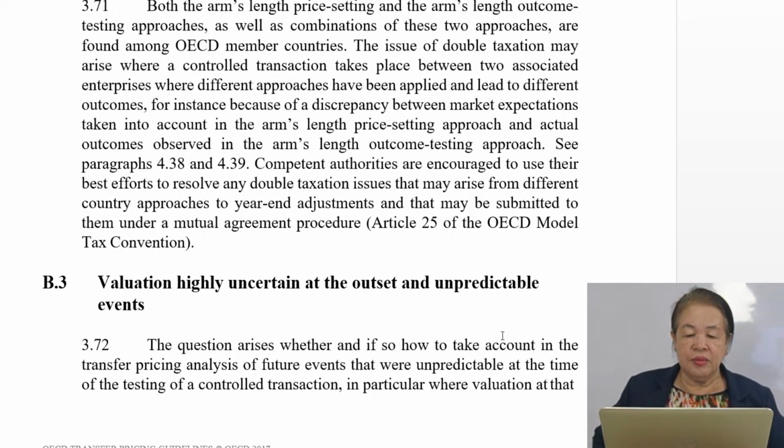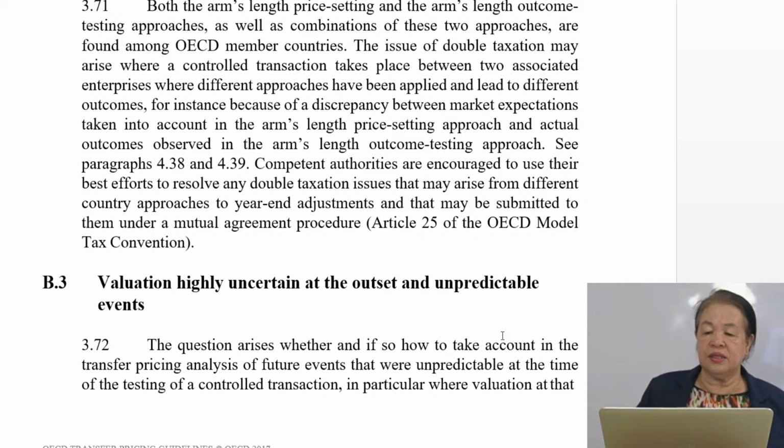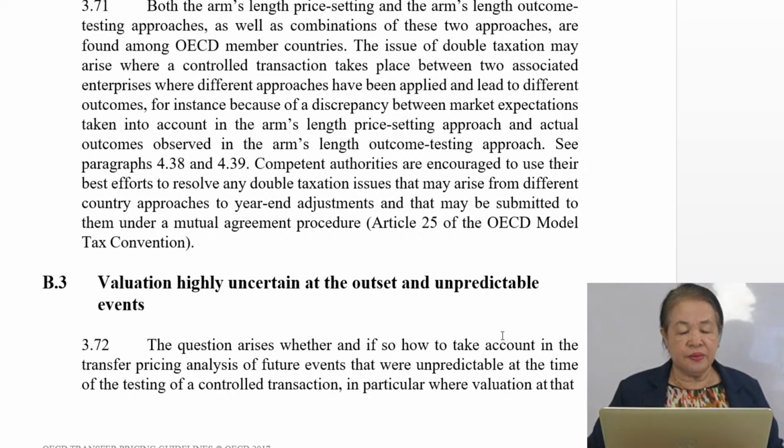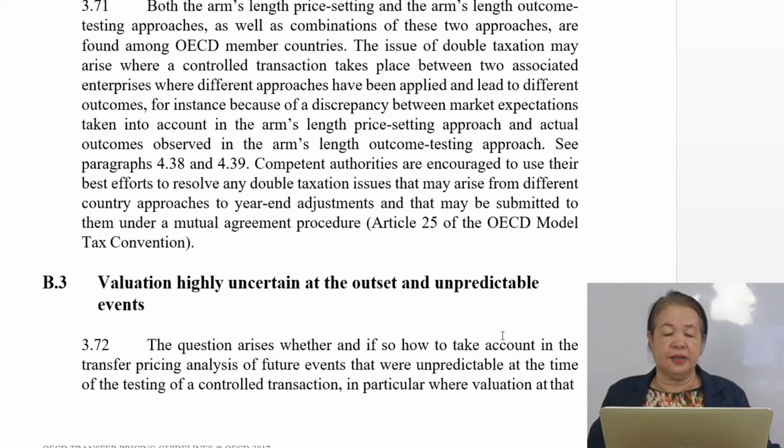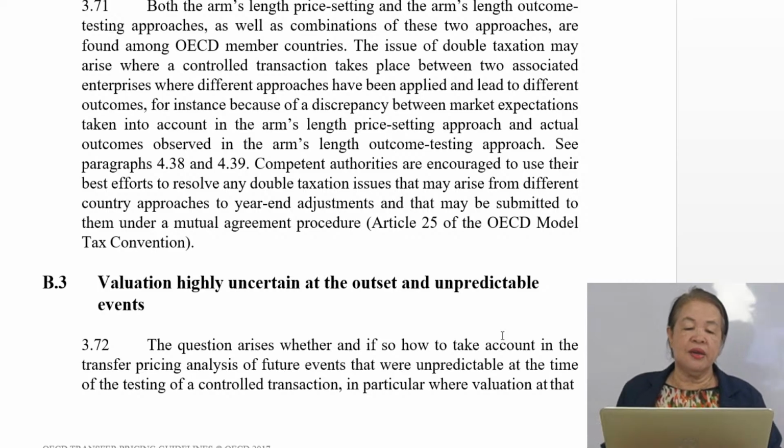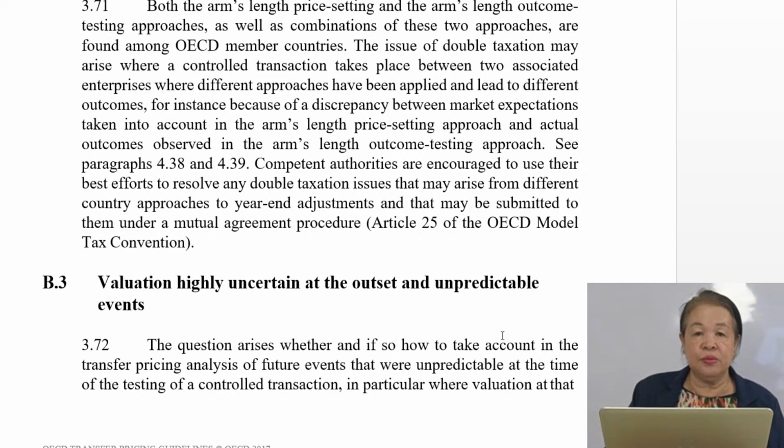For instance, because of a discrepancy between market expectations taken into account in the arm's length price setting approach and actual outcomes observed in the arm's length outcome testing approach, see paragraphs 4.38 and 4.39. Competent authorities are encouraged to use their best efforts to resolve any double taxation issues that may arise from different country approaches to year-end adjustment, and that may be submitted to them under a mutual agreement procedure. So that is Article 25 of the OECD Model Tax Convention.